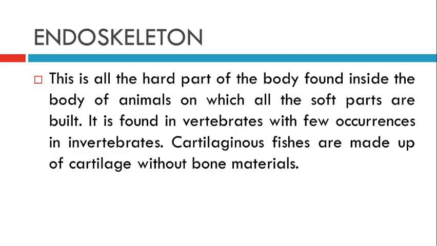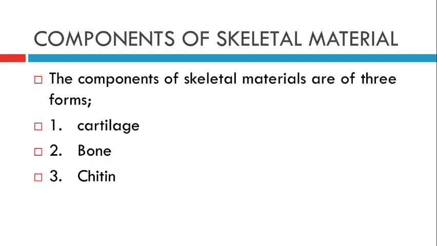It is found in vertebrates. We have vertebrate animals and we have invertebrate animals. When you talk about vertebrates, these are animals with a vertebral column, with a backbone. When you are talking about invertebrates, these are animals without notochord. So for example, cartilaginous species are made up of cartilage without bone material. That is also a kind of endoskeleton.